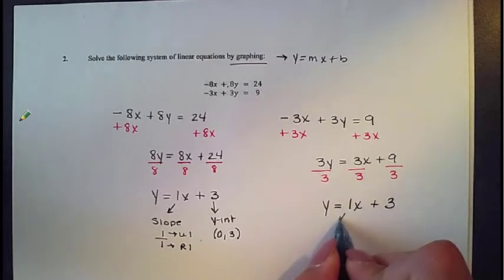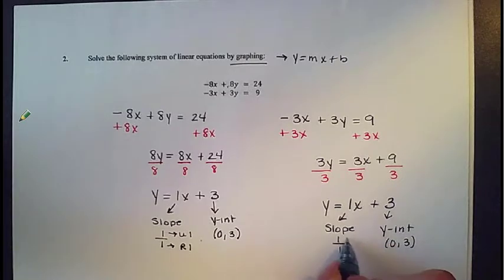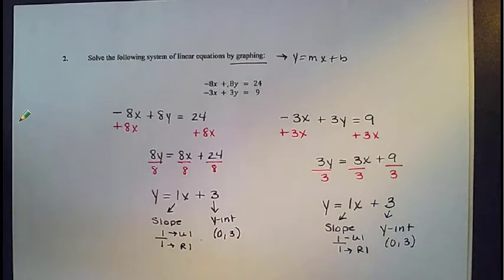Again, looking at this, the slope of the line is 1 over 1. And our y-intercept is 0, comma 3. Again, for our slope, this means we're going up 1 and to the right 1. And even before we start to graph this, if you'll notice, if you look at these two equations, once we've solved them for y, you'll notice they actually have the same slope and they have the same y-intercept. So that kind of gives us a hint onto what it's going to look like when we graph these.